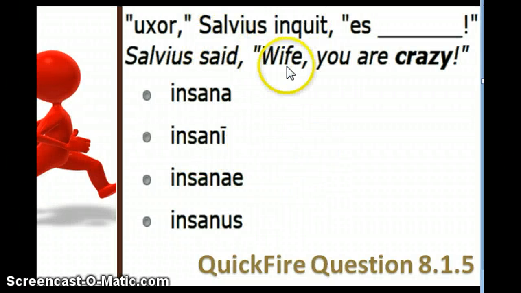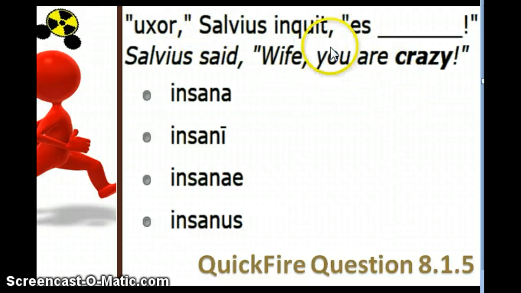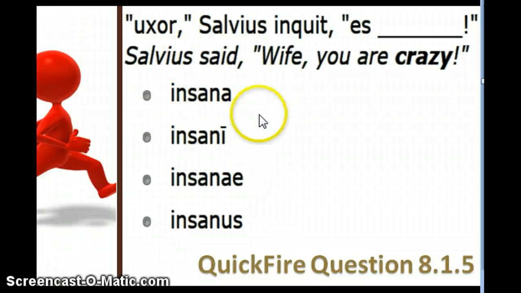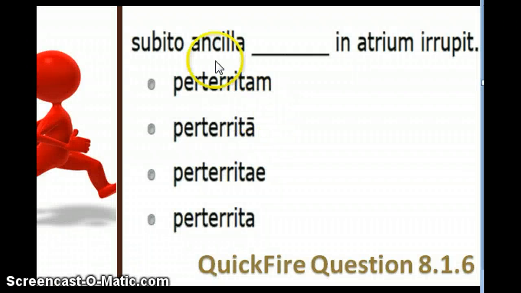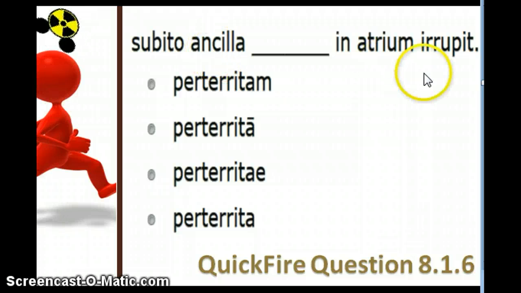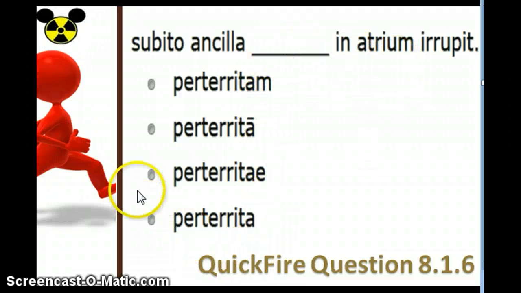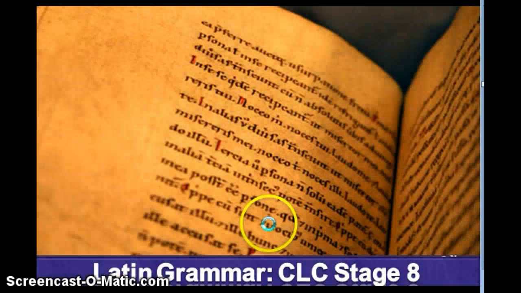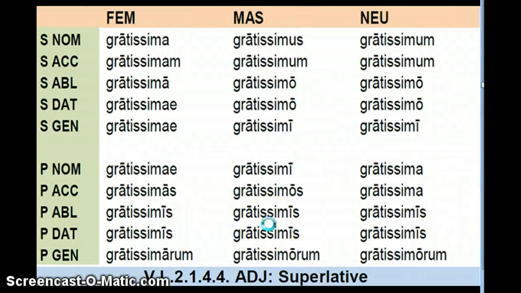Now, Salvius says, wife, you are crazy. He's talking about a wife. Equational phrase must be nominative, feminine, singular, insana. Suddenly what's that? Slave girl burst into the atrium. What can we say about the slave girl? Terrified. What's going to agree with ancilla, nominative, feminine, singular? Oh, perterrita. All right, that's pretty straightforward.